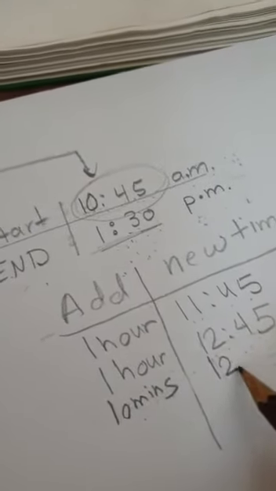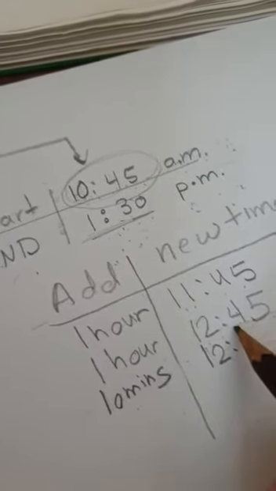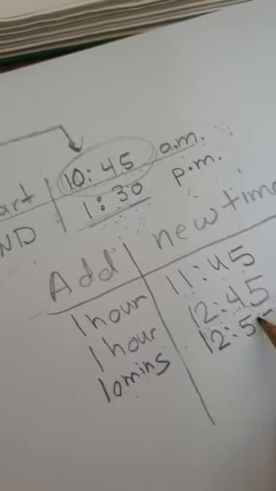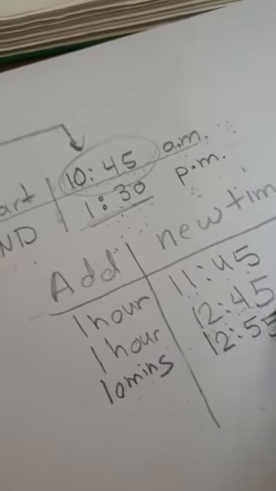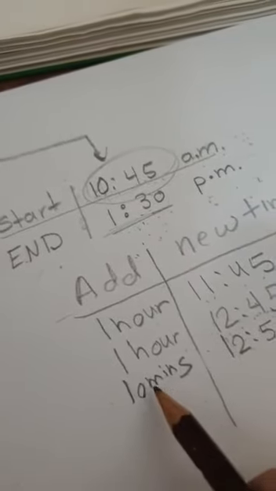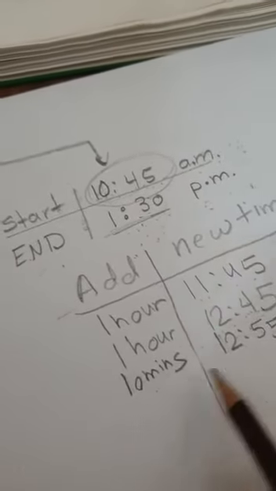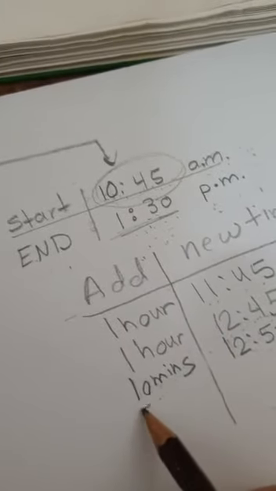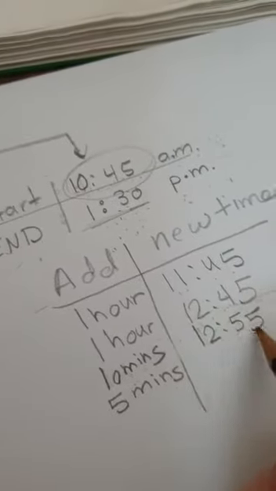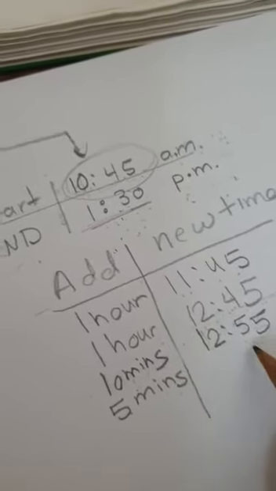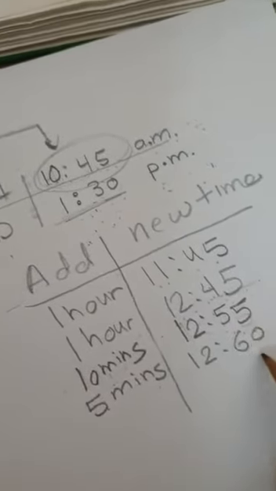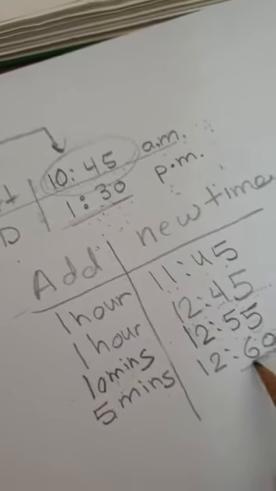12, no change. Add 10 to the 4 minutes, and it becomes what? 55. It's easier here if I add 5 minutes. 55 plus 5 minutes equals 60. It becomes 12:60. Here, 60, we cannot leave it like this.